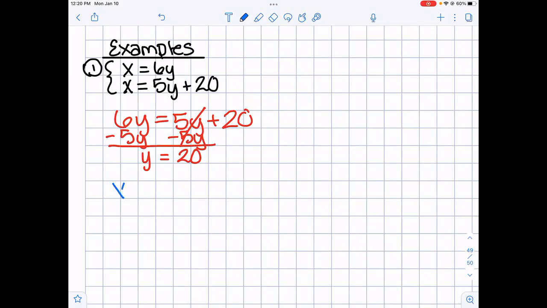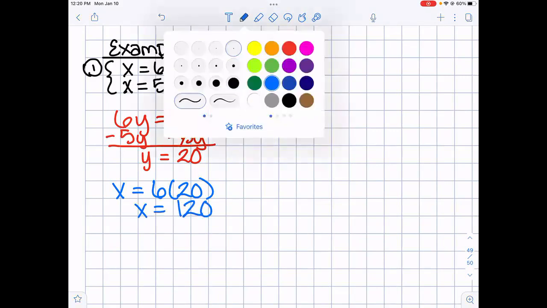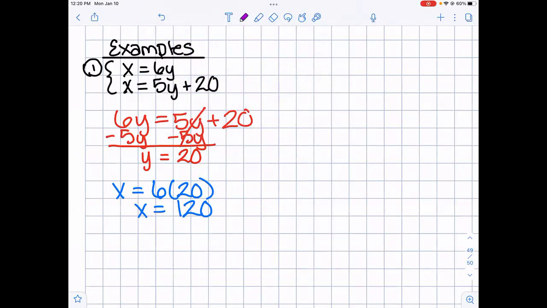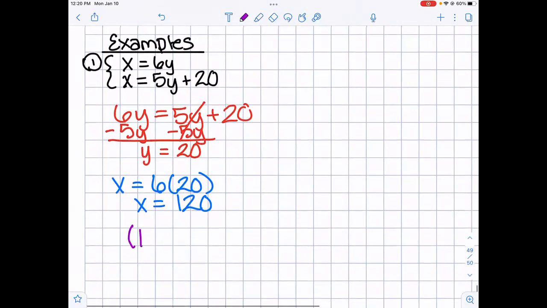Okay, so we're going to do x equals 6 times, and since we know y is 20, you substitute 20 for y. What's 6 times 20? 120. So at what point does this graph cross? 120 is the x value, right? So is x then y, and y is 20. So 120 comma 20 is the solution. That's the point where these two lines cross.